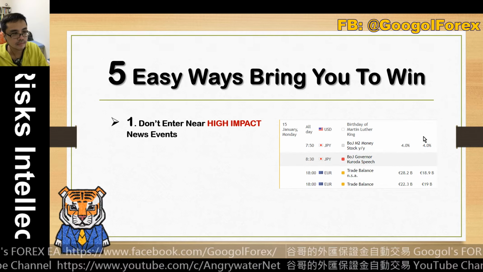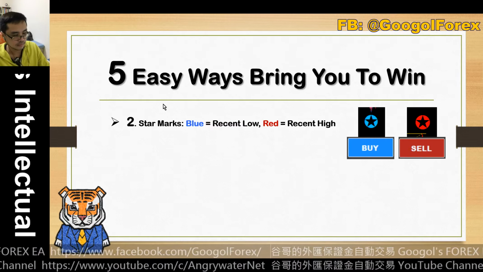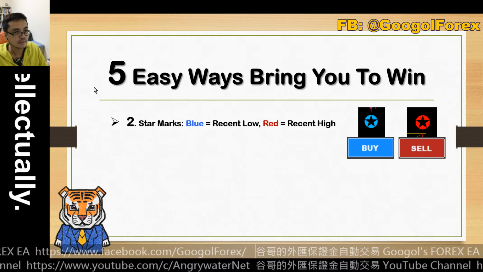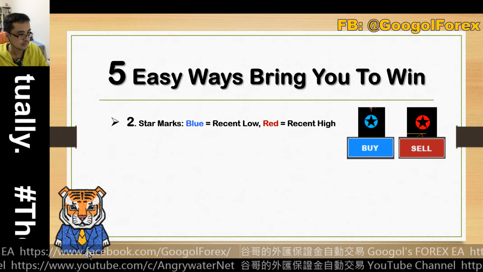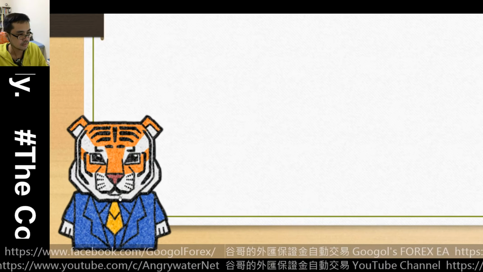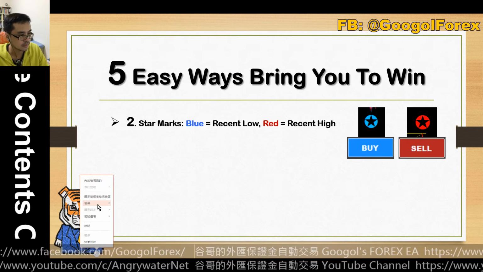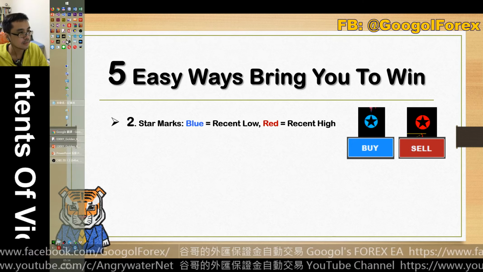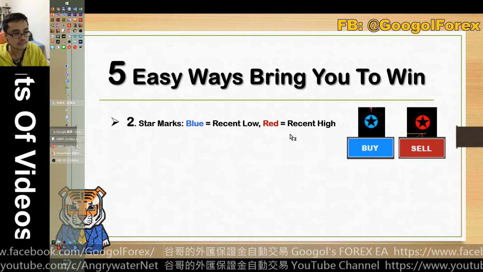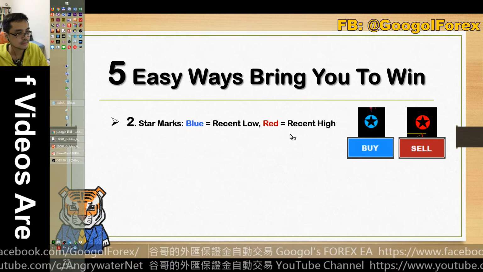The second function of the Blade semi-EA will help you to see the high and low extreme positions by these star mark signals. Blue stars will appear when the price reaches a recent low position. It could be the day low, which is a good chance to buy for your first shot, depending on what time frame you have chosen to run this EA.